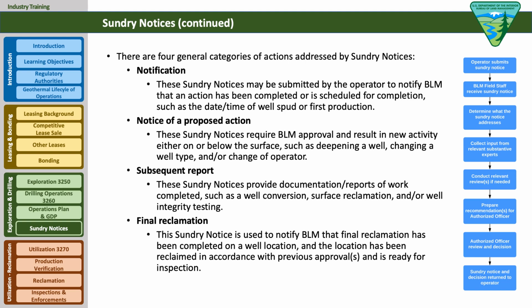The last type is a final reclamation sundry. This notifies BLM that final reclamation at a well location has been completed in accordance with previous approvals. The BLM must complete a final surface inspection of the site to confirm the reclamation meets the required standards before approving the sundry notice. Note that for well abandonment and reclamation, the final reclamation sundry focuses on the surface, while the subsequent report sundry details the work within the well bore.